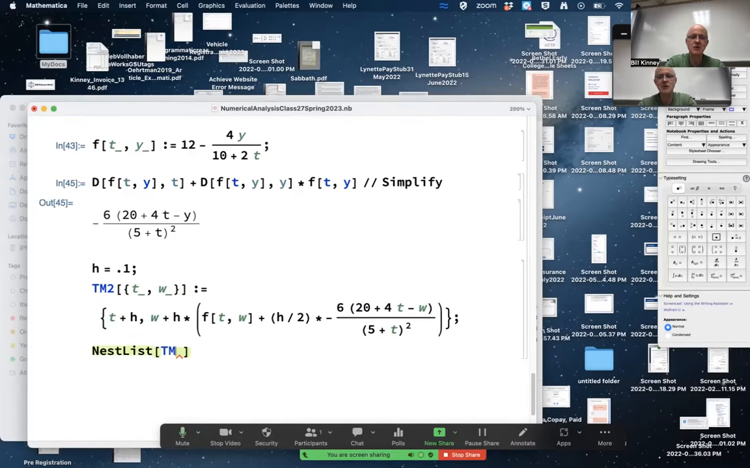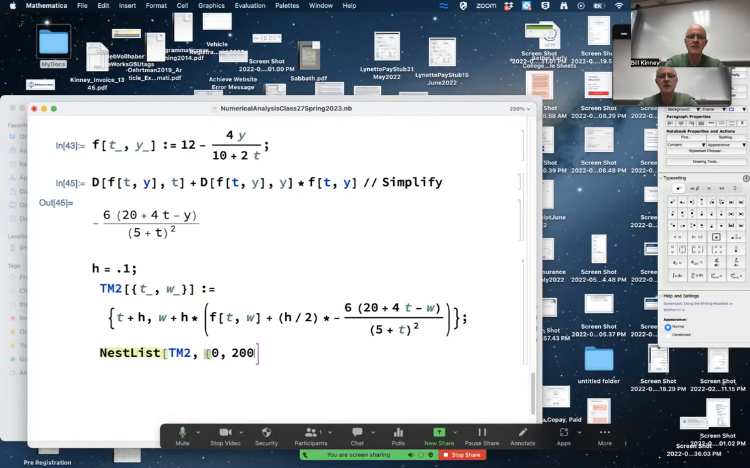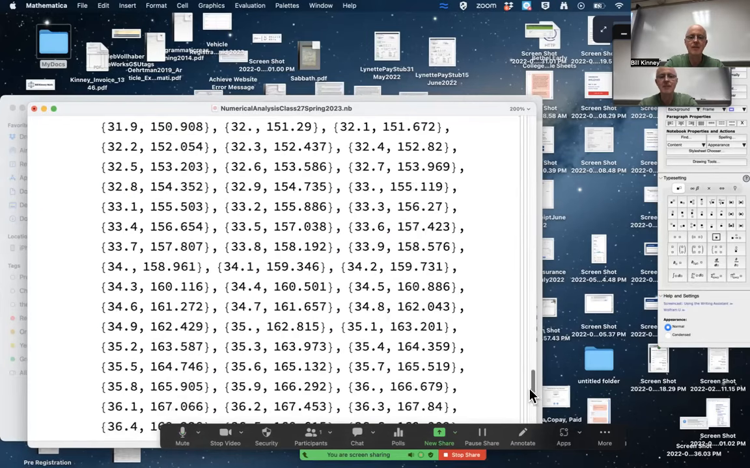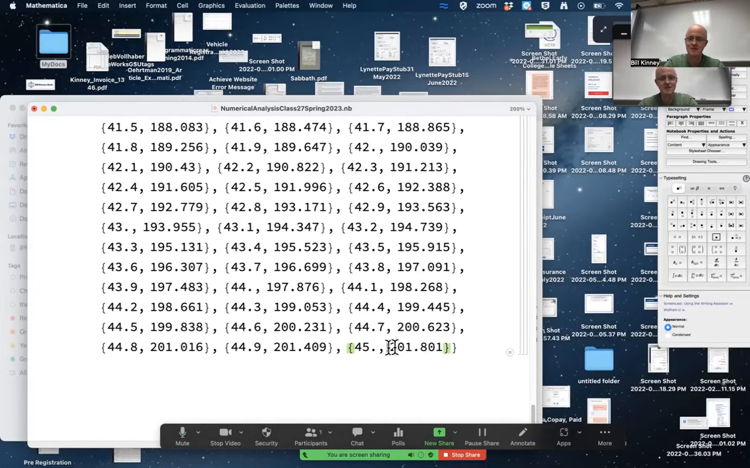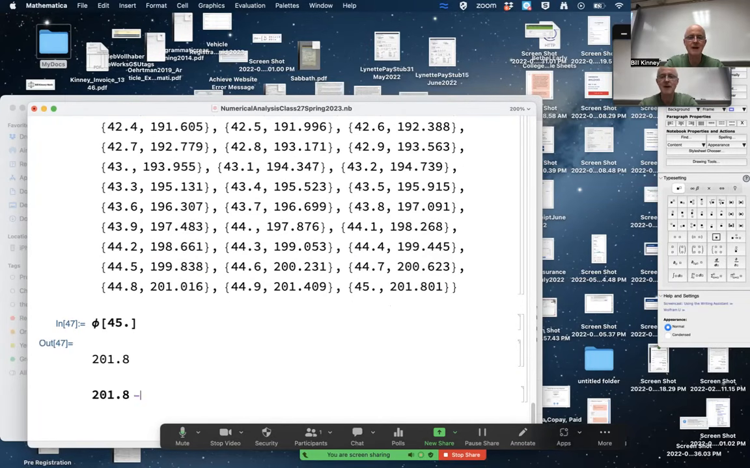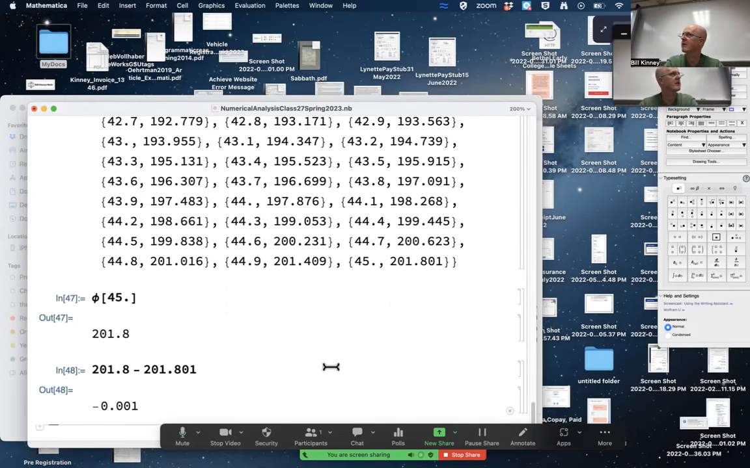We're iterating tm2, initial condition 0, 200. H is 0.1, so I'm going to do 450 steps. We get 201.8, pretty close, right? That was phi of 45. 201.8, exactly. So it looks like our error is 201.8 minus 201.801, negative 0.001, a smaller absolute error than Euler's method.